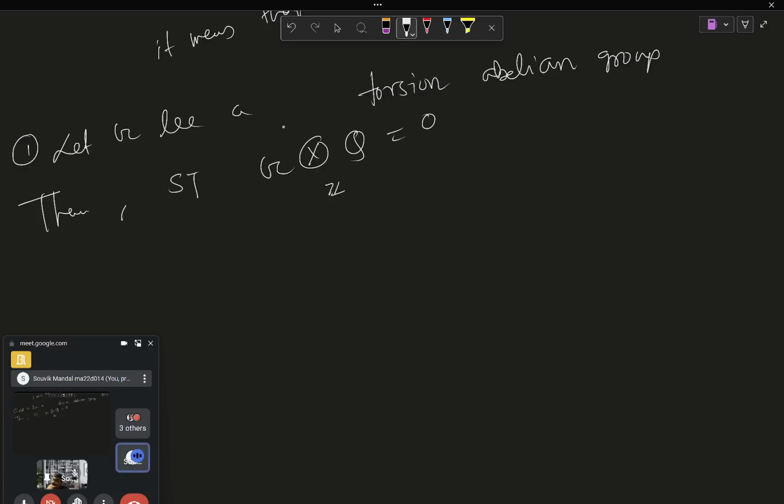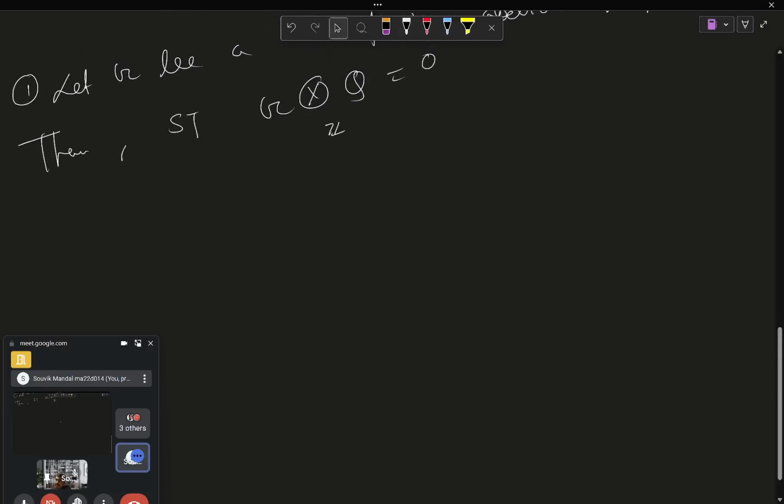So tell me this question. Let G be a torsion abelian group. Anybody, how to solve this? So this type of problem can be solved in a quite tricky way. We are given G tensor Q, and we need to show that G tensor Q is equal to 0, right?